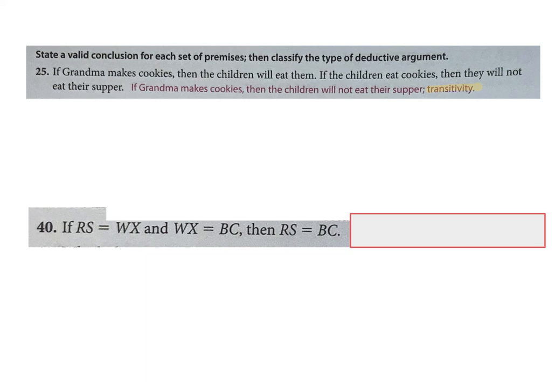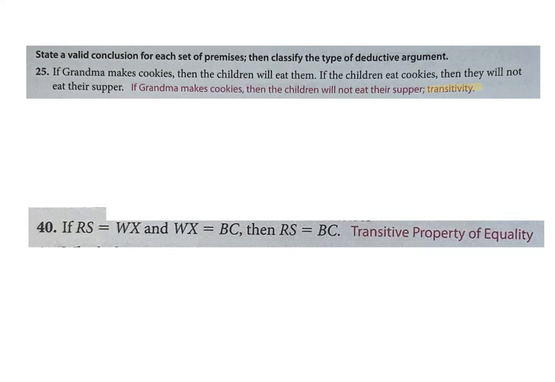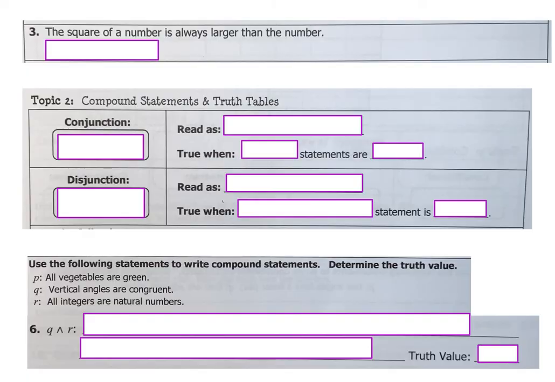Same actual concept. If RS equals WX and WX equals BC, then RS equals BC. That is transitivity as well. Transitive property of equality. Number 3 wants you to determine if the conjecture is true or false. If it is false, provide a counter example.